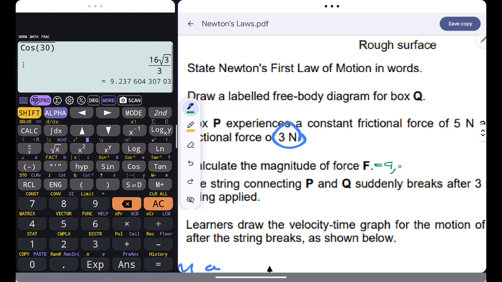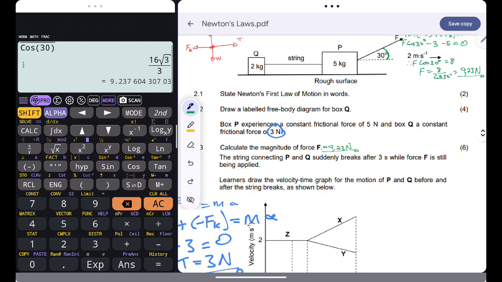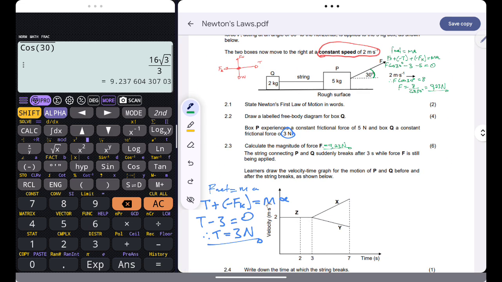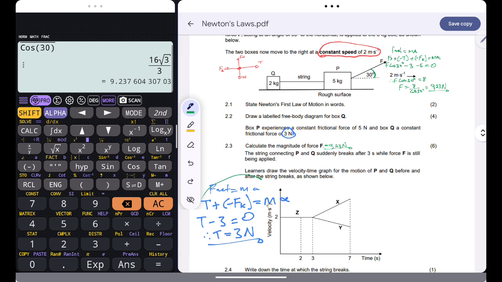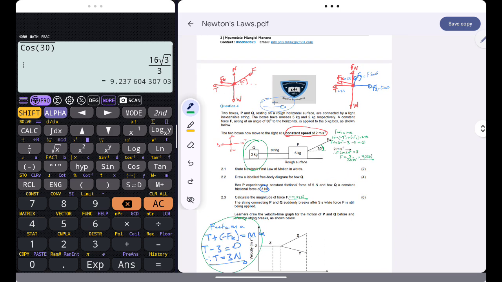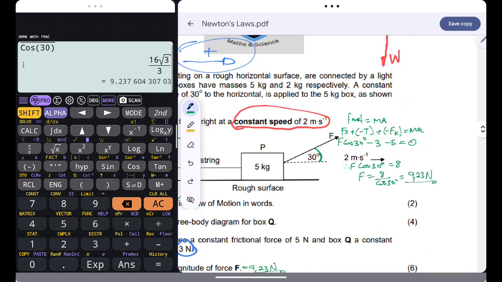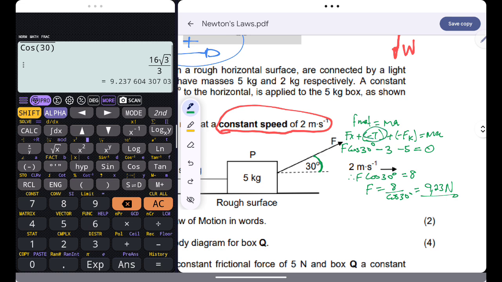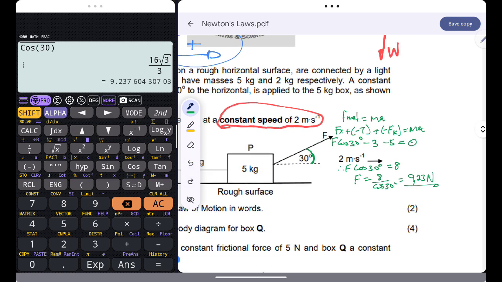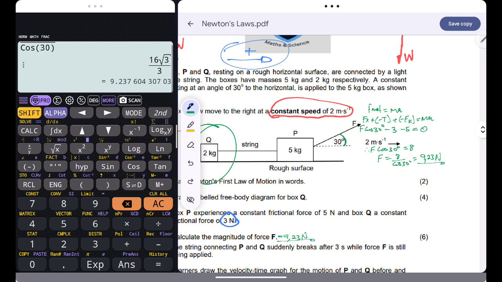Right, together? So the magnitude of the force F is just 9.23 newtons. That's how, guys, you could have solved that 6 marks question. First, go find the tension by using body Q. After finding the value of the tension, you go and substitute it here, and then you'll simply find F.